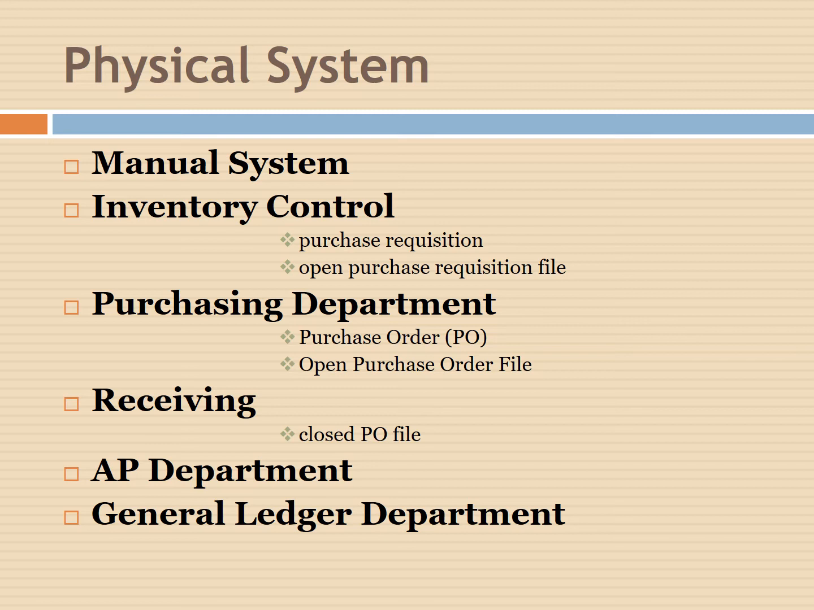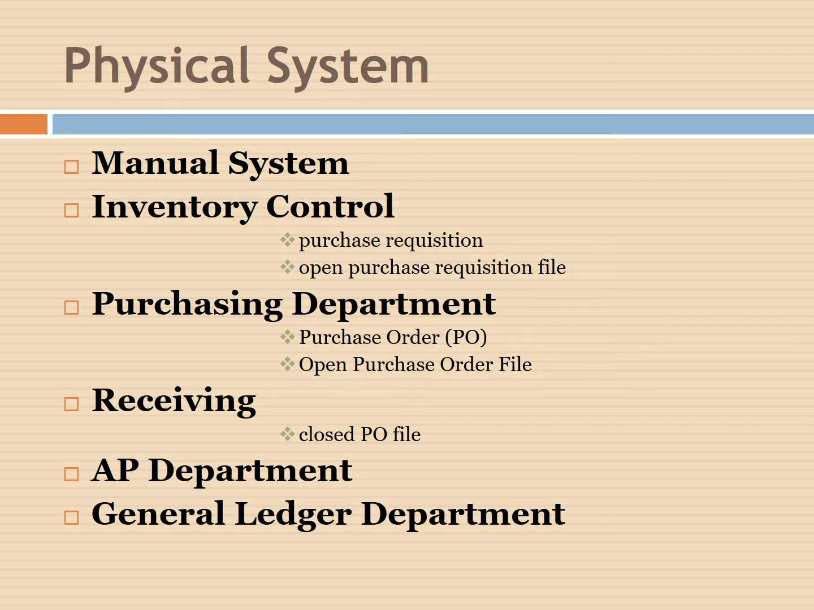The first one is the purchase requisitions, and the last one is the open purchase requisition file. In the purchase requisition, when inventory drops to a predetermined reorder point, the clerk prepares a purchase requisition. One copy is sent to the purchasing department and one copy is placed in the open purchase requisition file.